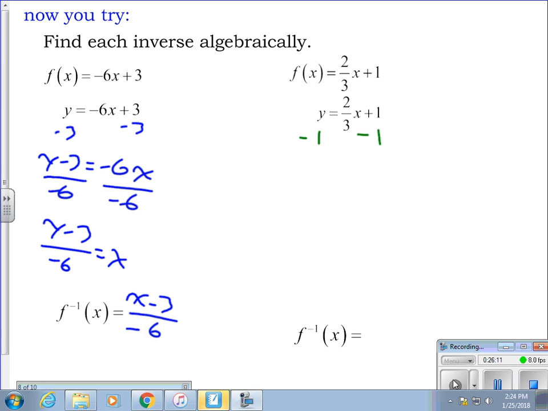Next one, same thing. Subtract 1. Y minus 1 equals 2/3 x. This one's a little more difficult than the other one with the fraction in front, but I still just multiply by 3/2. Times 3/2. Whole thing times 3/2. Now this side becomes x. This gets a little trickier.